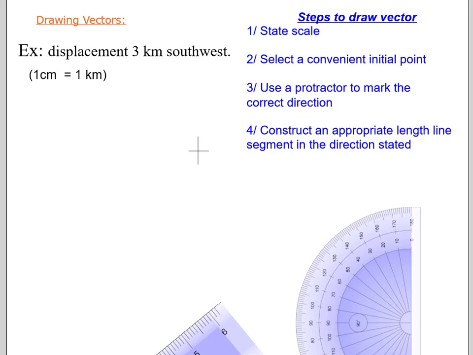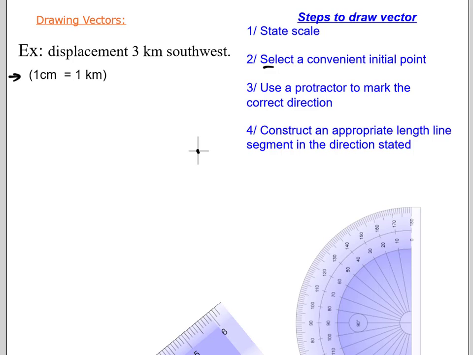All right, let's see if I can make this fit now. So drawing vectors. I want to draw a displacement of 3 kilometers to the southwest. So we want to select the scale. I've done that here. 1 centimeter is going to equal 1 kilometer. I want to select a convenient initial starting point. So I want to think about this problem and place my starting point on the page to leave me some room to draw. So this is my starting point right here.